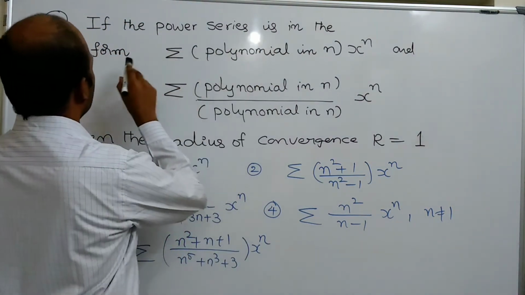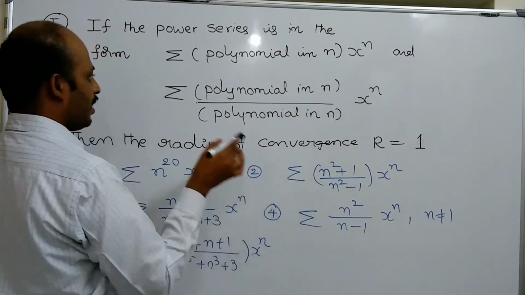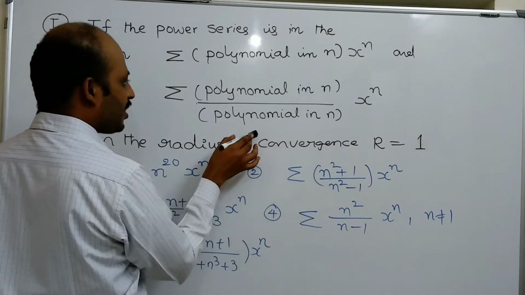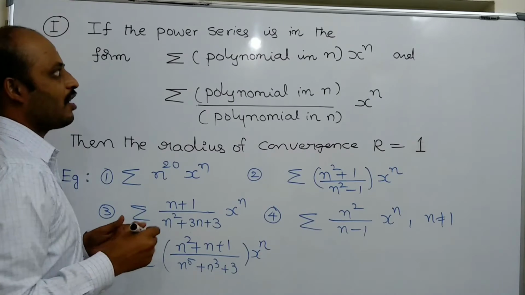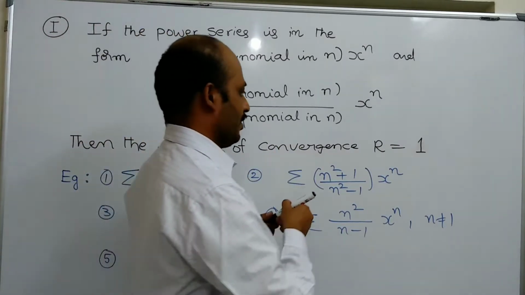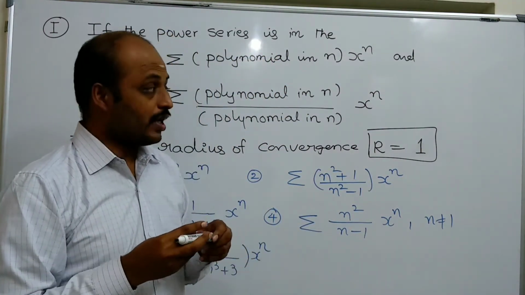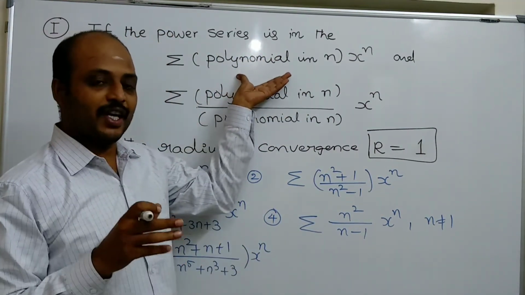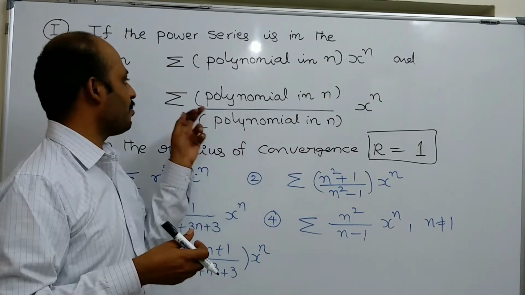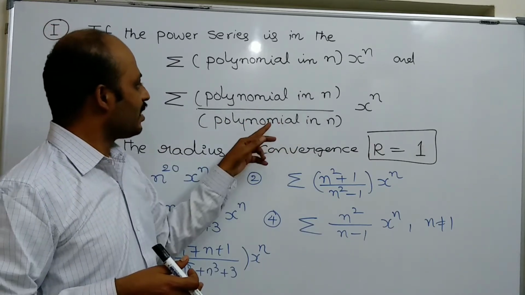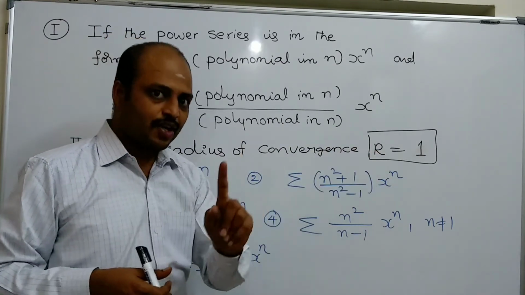If the power series is in the following form: summation polynomial in n into x power n, or summation polynomial in n divided by polynomial in n into x power n, then the radius of convergence of the power series is capital R equals 1. You observe that we discuss some short tricks. So if the power series must be in this form, summation polynomial in terms of n into x power n, or in another form, summation polynomial in n divided by polynomial in n into x power n, then the radius of convergence must be equivalent to 1.